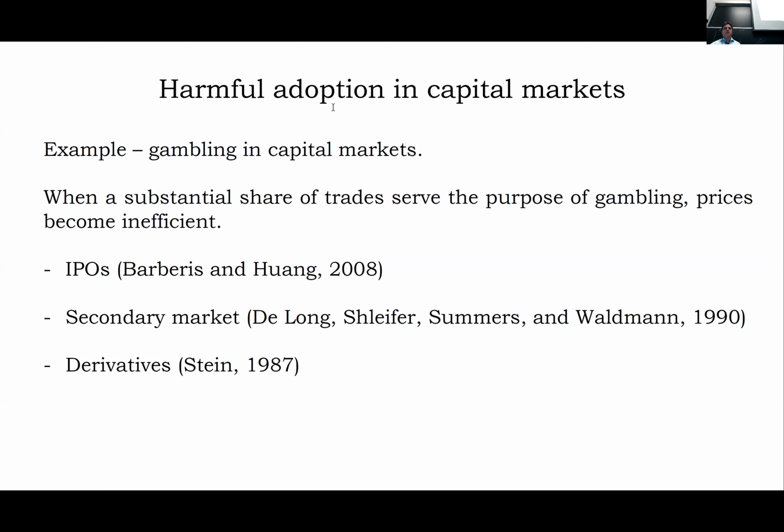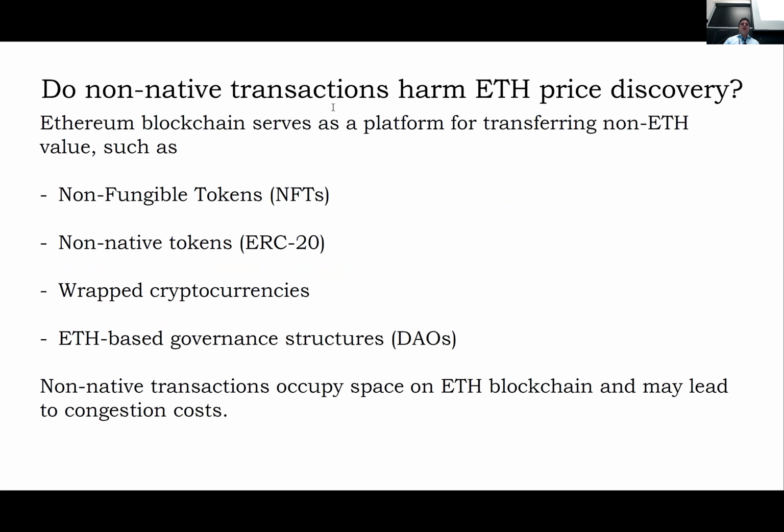So it's somewhat related, but here we want to see more how these non-native transactions are affecting the price discovery of ETH, which is the native cryptocurrency of Ethereum, right? We are looking at Ethereum because it's the largest blockchain in terms of transactions. They have smart contracts, and we want to ask this question: do non-native transactions harm the price discovery of ETH? Right? If you have too many non-native transactions, what happens?